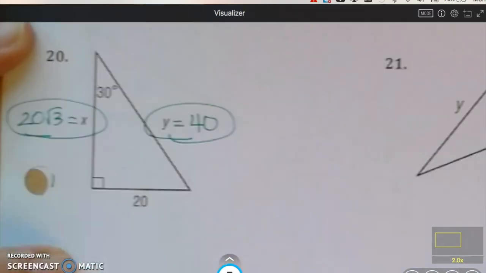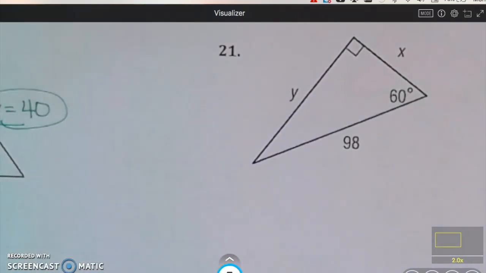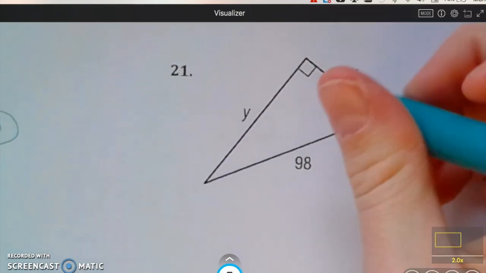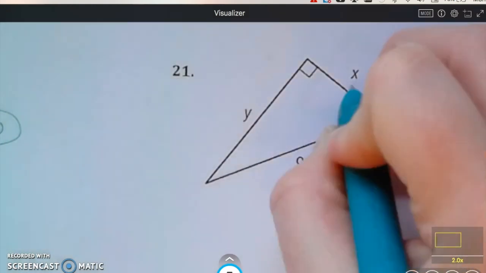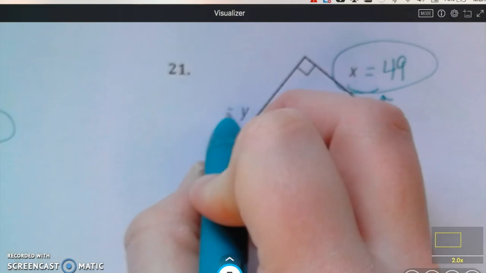21, you have your hypotenuse, divide by 2 to get your short leg. So 98 divided by 2 gives me 49. And then you're taking your short leg times the square root of 3 to find your long leg.